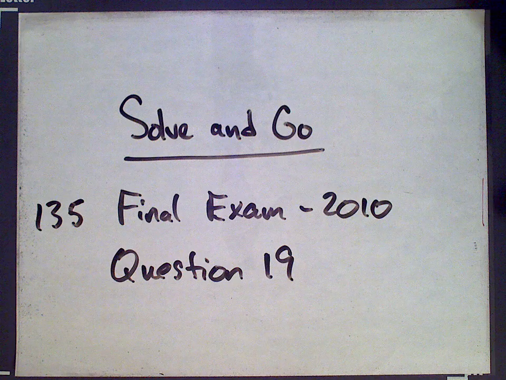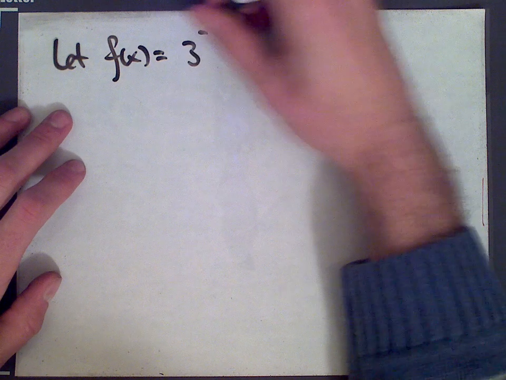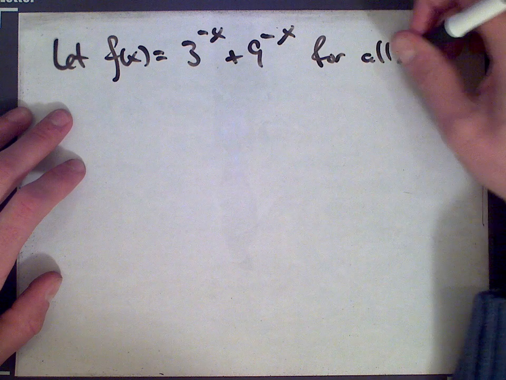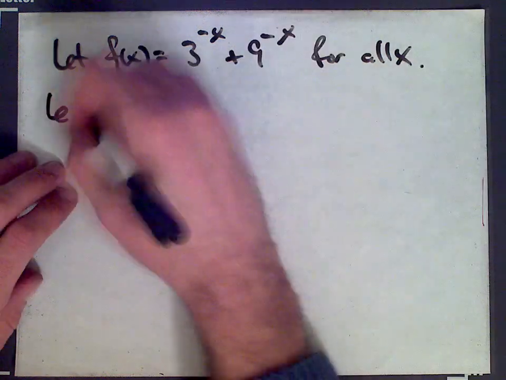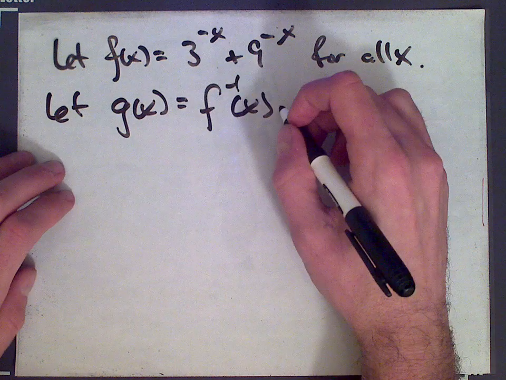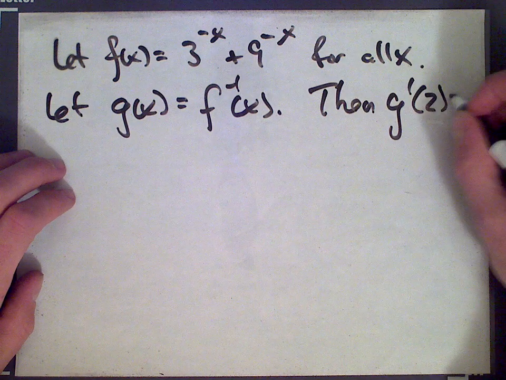MAT135 in 2010. This is question number 19. This is a question about the derivative of the inverse of a function. So we have f of x is 3 to the negative x plus 9 to the negative x for all x. And then we're told that g of x is the inverse of f. And then the idea is to find g prime at 2.